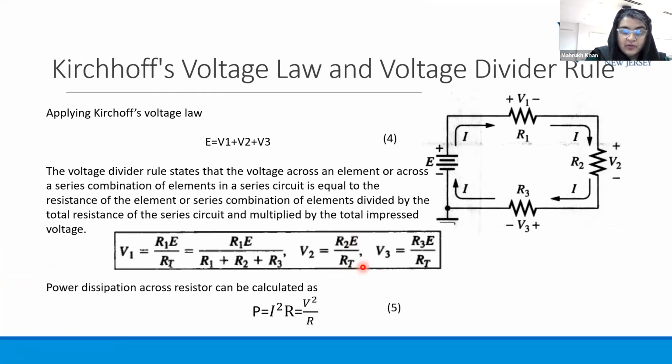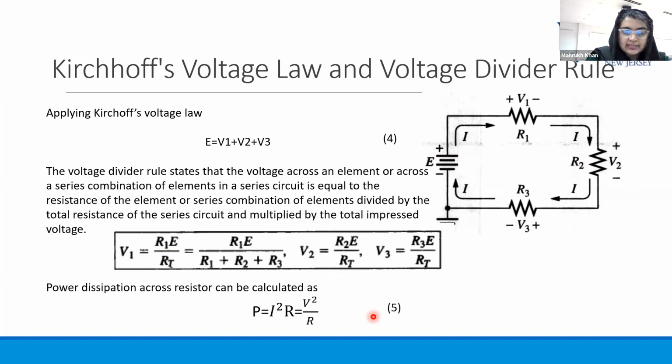Then when we are talking about series resistance, there are voltage drops across these resistances, right? So let's say this is V1, V2, and V3. Due to these voltage drops, we can find the voltage across R1, R2, or R3 by applying the voltage divider rule. If we have to find V1, we can just do R1 divided by the total resistance, multiplied by your voltage. So that's how we can find voltages across each element.